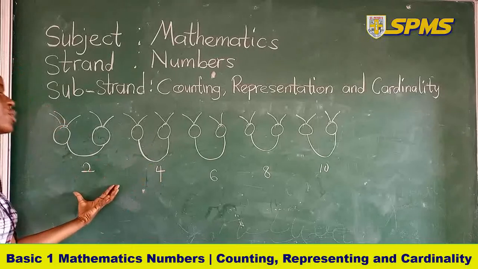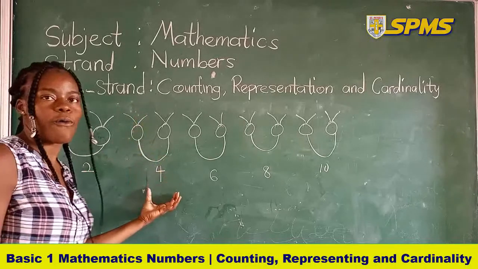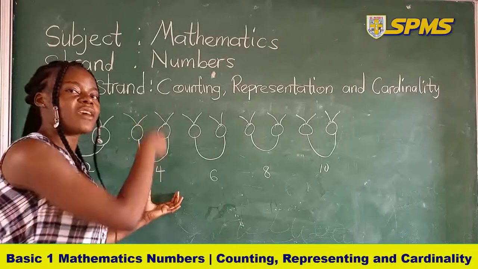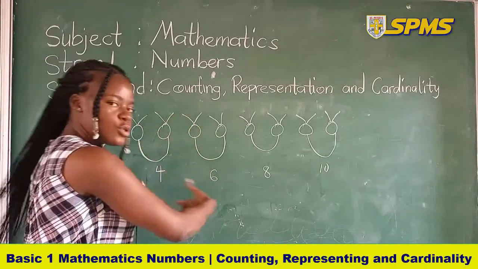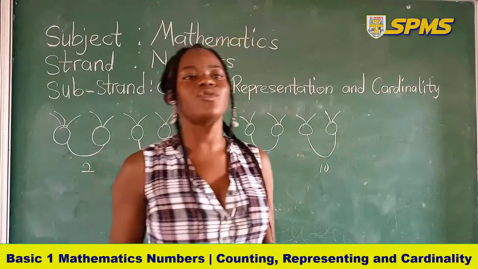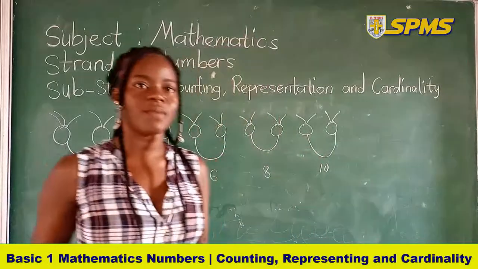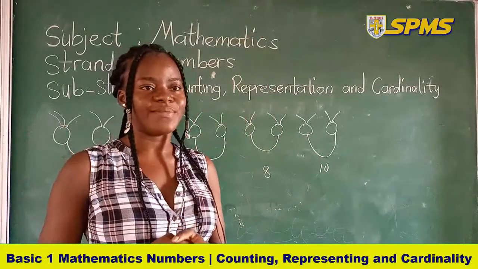So instead of writing 2, 3, 4, no, we are skipping in 2s. So from 2, you skip to what? 4. You skip 3 to 4. Then you skip what? 5 to what? 6. So these are in what? 2s. Let's move on. Okay, so now that you have learned how to skip, now let's do some activities together.